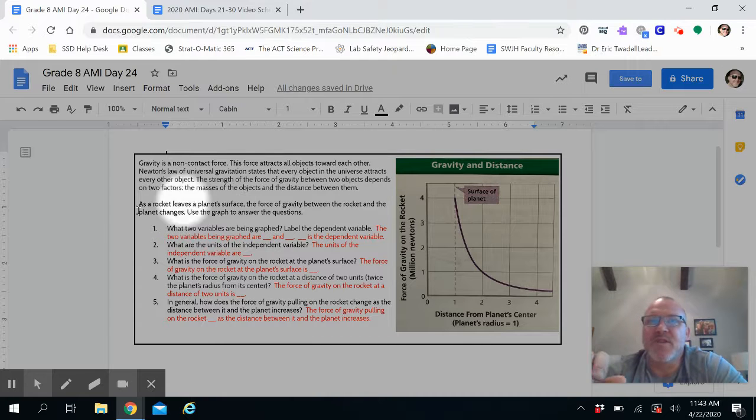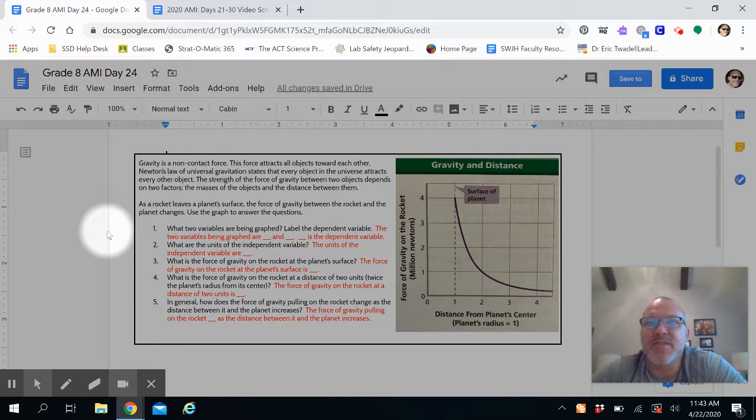Okay, so let's read our questions and get some foundation of what we're looking for here. Number 1 says, what two variables are being graphed? Label the dependent variable. You should be able to look at each axis of the graph and figure out which two variables are being graphed, and that shouldn't be too difficult. Number 2 says, what are the units of the independent variable? Just a reminder that those units are normally found inside parentheses.